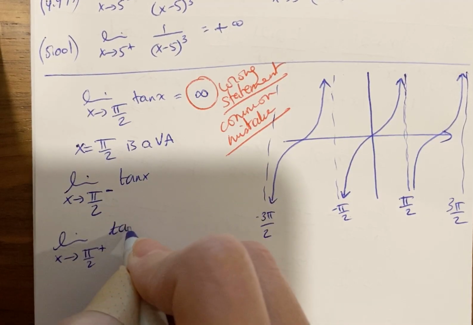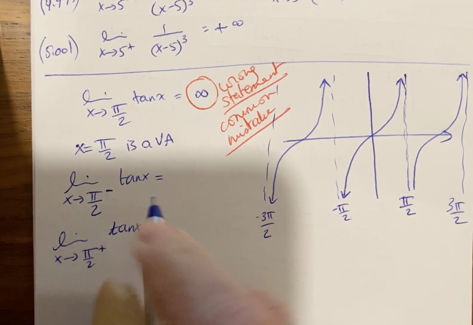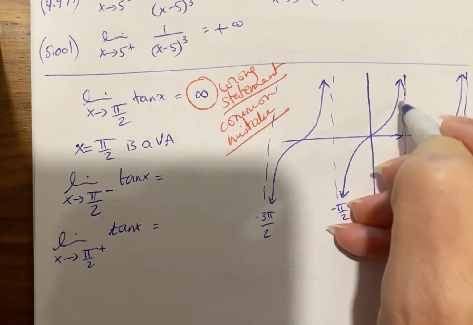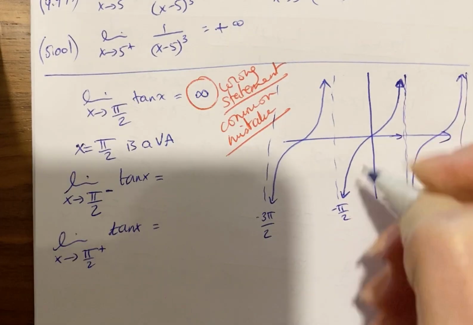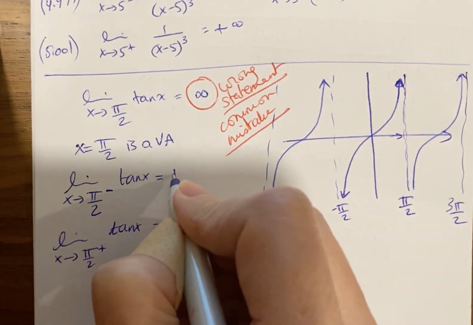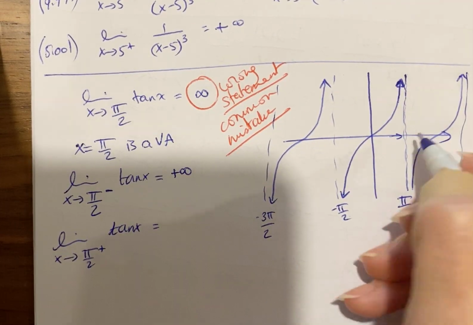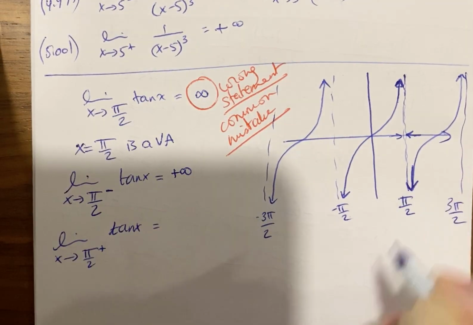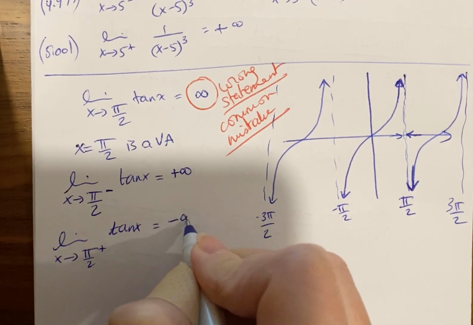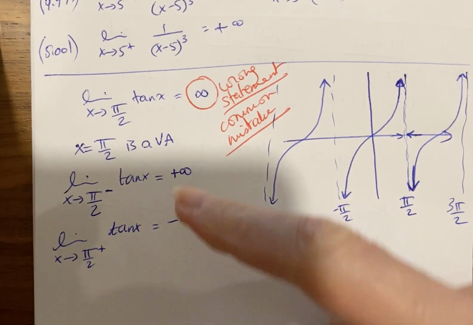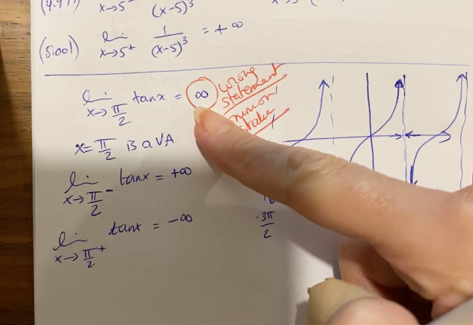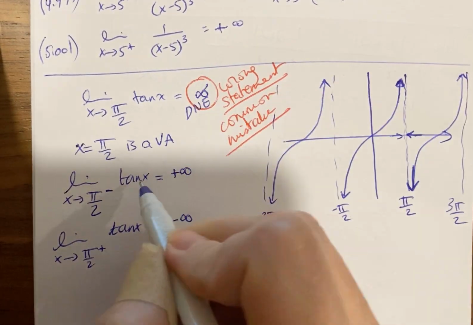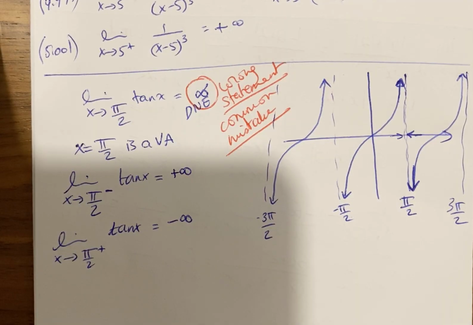See, the limit of tan x when we approach pi over 2 from the left, this is pi over 2. When I approach pi over 2 from the left, where are the function values going? They are going all the way up to plus infinity. Whereas when I approach pi over 2 from the right, where are the function values going? They are going all the way to minus infinity. You see why saying this does not make any sense? Because this limit does not exist, and actually the limit from the left is different from the limit from the right.